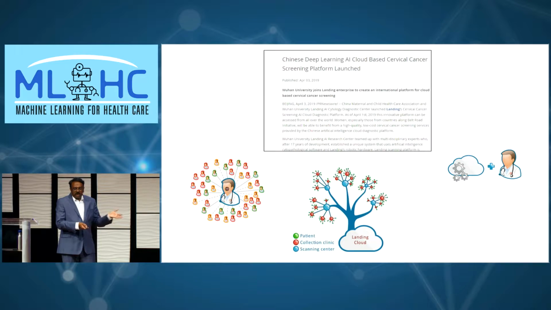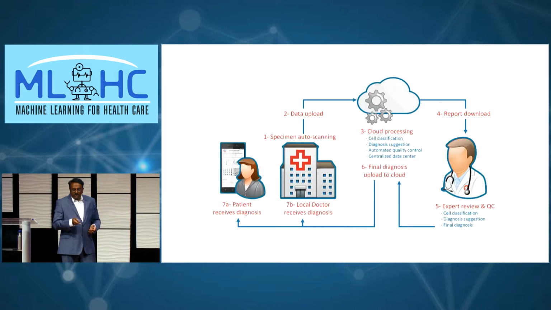pathologists are scarce, or lab technologists are scarce. Their solution for this is to create a hub and spoke model where the patients would go to each hub to have their cervical smears collected. All the specimens would be collected and transported to a central laboratory where it will be processed, and the images would be uploaded to a cloud called the Landing cloud, and the AI solution there would read the slide and come up with a diagnosis.